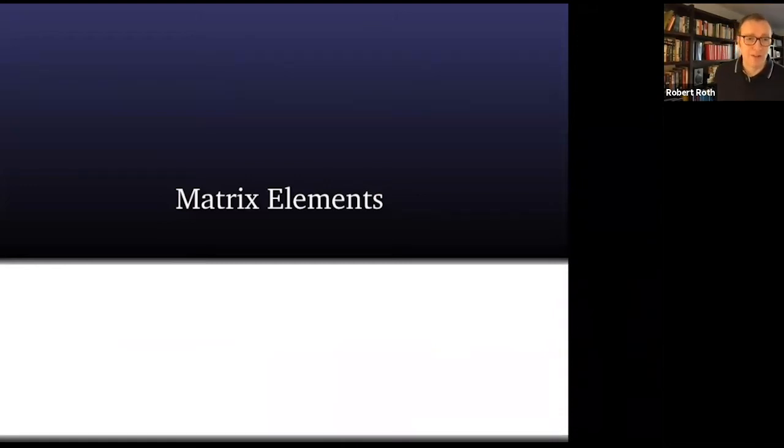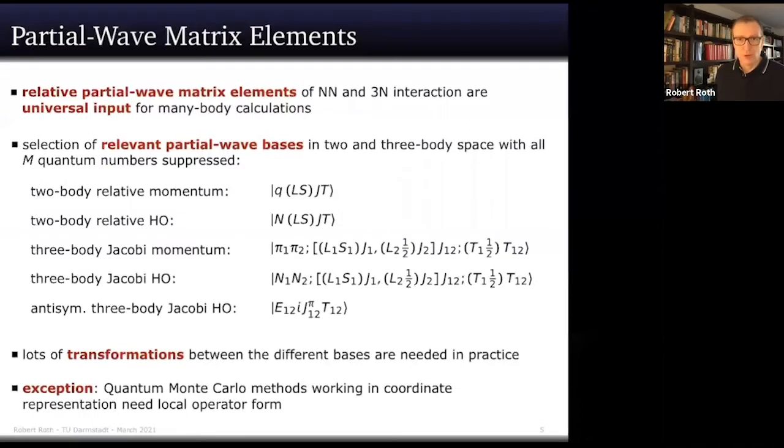And therefore, I would like to use a couple of minutes to really show you what's behind all that, what the logic is. This will not be exhaustive. It's super technical, but I think it's good to have at least an idea what is involved with this step. So usually the first thing, if you have the Hamiltonian at hand, the first thing that you do is generate what we call relative partial wave matrix elements.